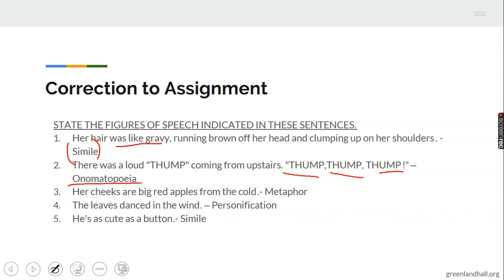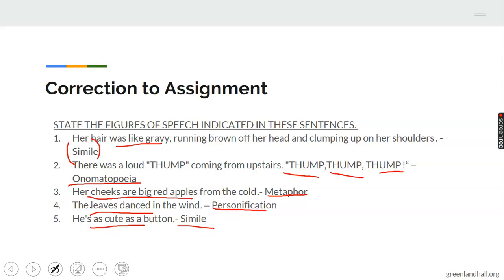Her cheeks are big red apples from the cold. Her cheek is being compared to big red apples here, and it is done directly. No as, no like. You can see this compared to this. It is strictly metaphor. The leaves dance in the wind. The leaves cannot dance. Here, the leaves have been personified, and that makes it personification. And lastly, he is as cute as a button. As is here, and that makes it simile.